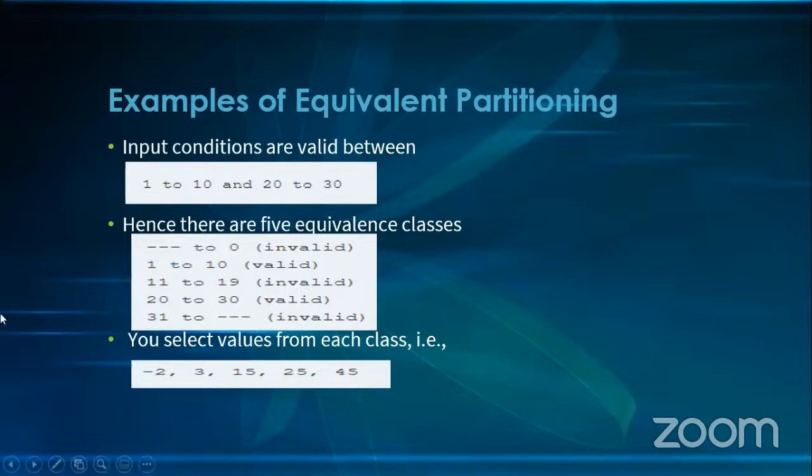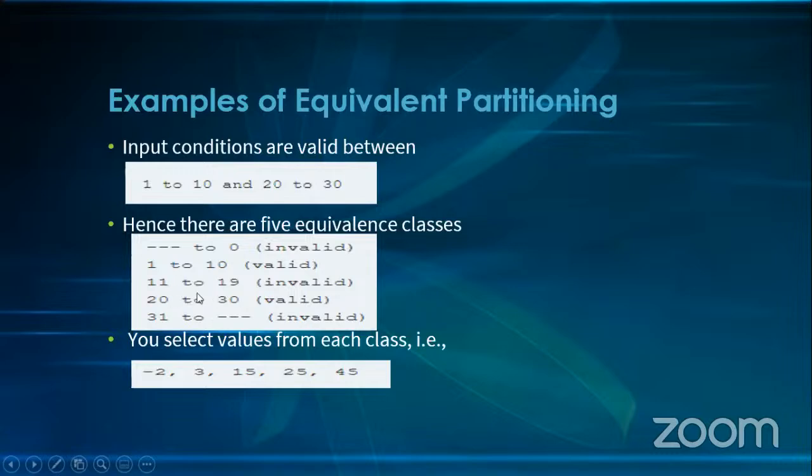So now let's take a selection. For the first one, my invalid scenario, from minus to 0, I took a subset of minus 2. You can take minus 5 if you want to. Even if you take 0, it doesn't work, so that's an invalid scenario. Now my valid scenario, I took 3 from here. I can take 5, I can take 7. Any number within 1 to 10 is a valid scenario.